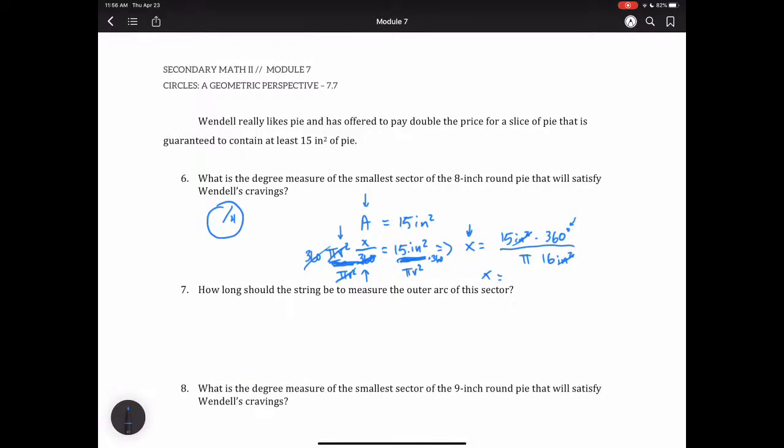So this slice of pie needs to be 107.43 degrees, okay, in order to create a slice of pie large enough for 15 inches squared of pie. Now, if I'm looking at the string to measure the circumference, I can actually use this same value now. I don't have to worry about the area anymore because I've already solved the central angle.